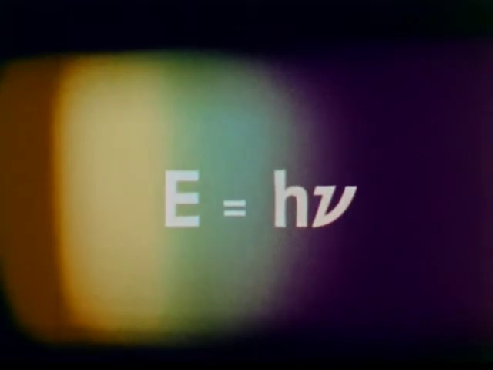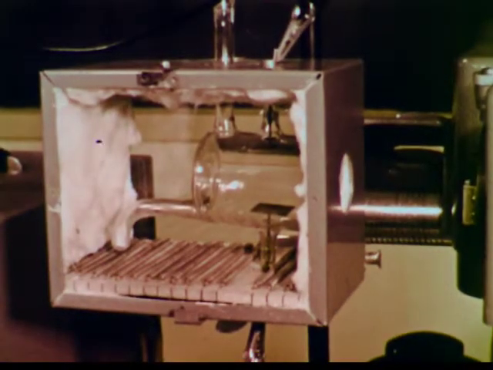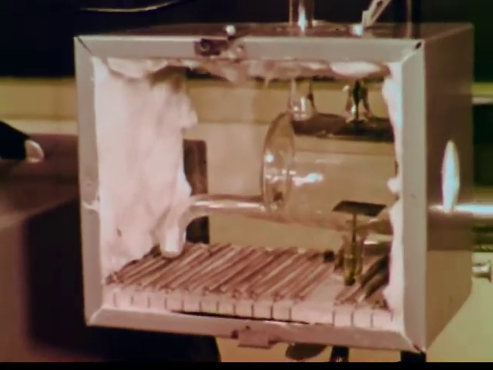We can find the energy of any particular color of light by multiplying its frequency, nu, by the conversion factor, h, Planck's constant. Now let's proceed with the experiment.